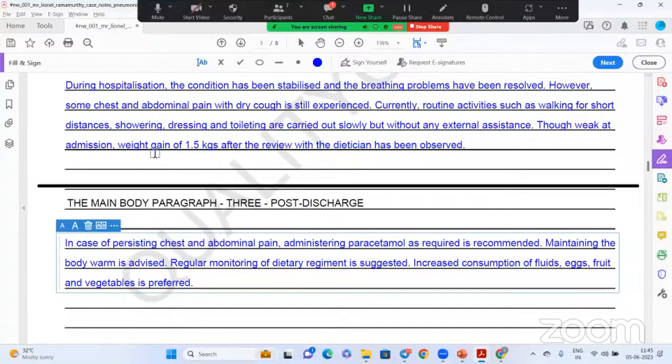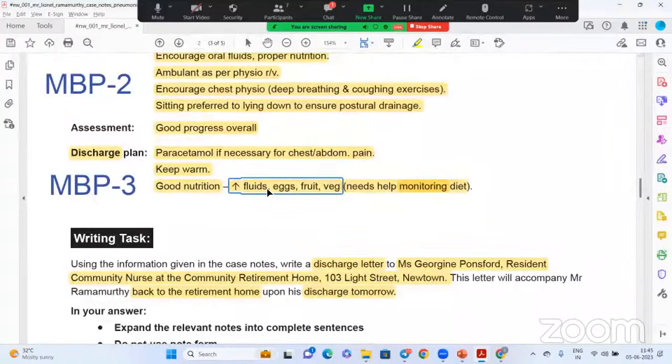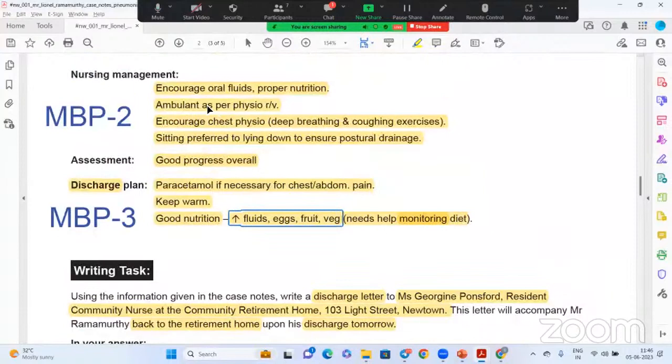Discharge plan, next, you can see here. Good nutrition is over, fluids is over, monitoring is over. Then next, nursing management, what should be continued? Encourage oral fluids, proper nutrition, this is done. Then chest physio, continuation of deep breathing and coughing exercises. This you can write.